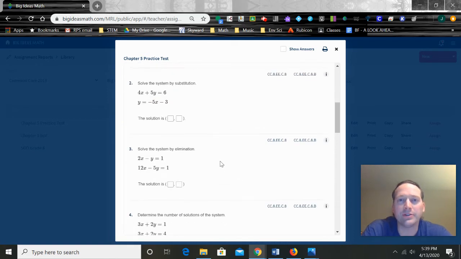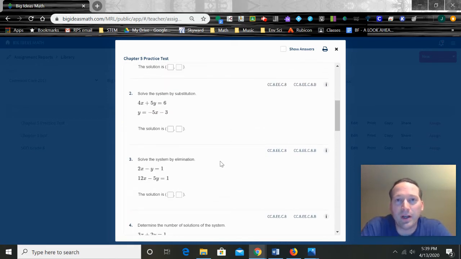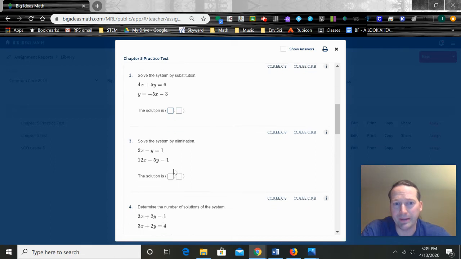When we get down to questions 2 and 3, it's very specific on how you need to solve them. Number 2 says you need to solve it by substitution. So on your sheet of paper, you'll solve it by substitution. When you find your x and your y, you're just going to type it in here. Not very complicated. Question 3 says solve it by elimination.